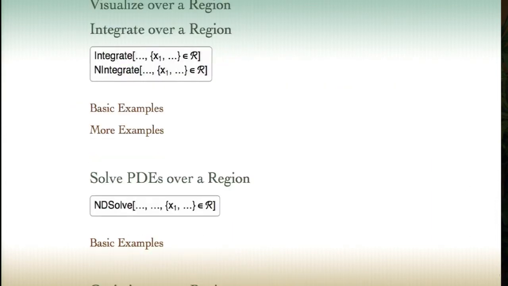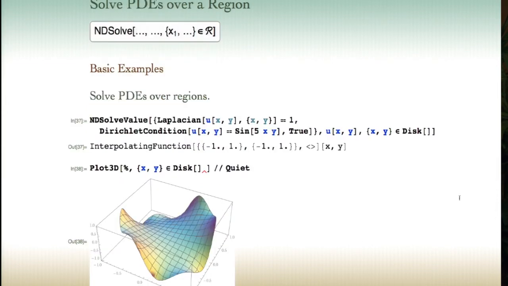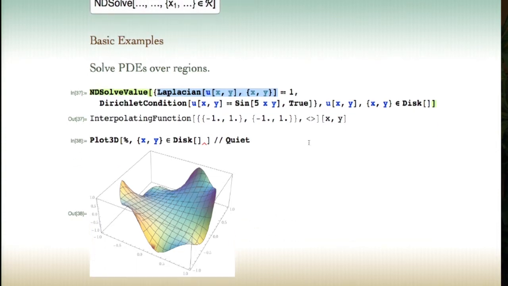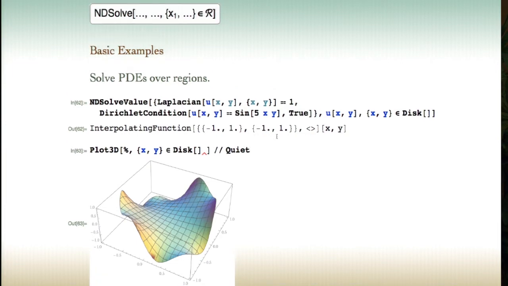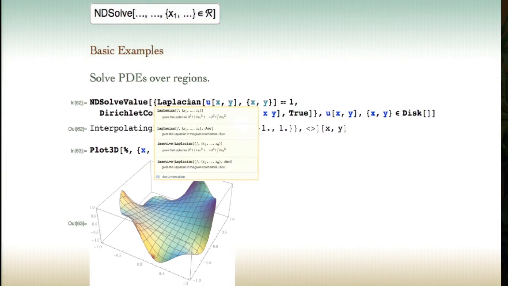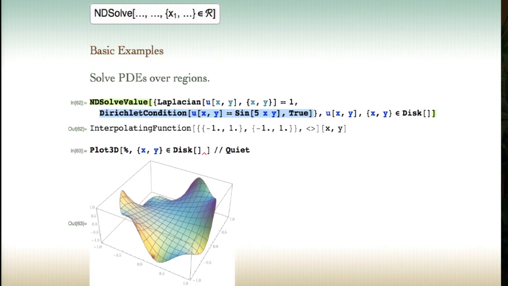Okay, solving partial differential equations over regions. So here is a Laplacian, which we introduced in Mathematica 9. We give a Dirichlet condition, which means I'm setting that function equal to this function, sine 5xy. And True here, normally I can have a condition here. So let me just do this example first, make sure things work correctly. Okay, great. So I'm solving this Laplacian equation with this Dirichlet boundary condition over a disk, or any region, really.